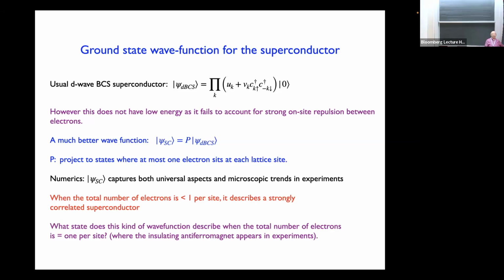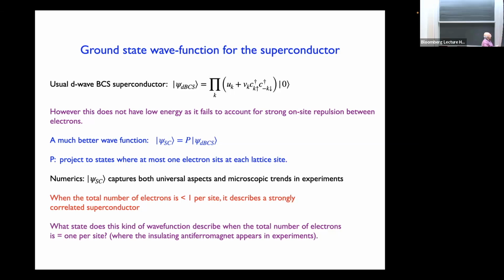So can we expect this wave function to describe the observed superconductor in these materials? And the answer is no. This does not have very good energy because it fails to account for the strong repulsion between electrons when they occupy the same lattice site. Right? So this superconductor knows nothing about that repulsion, so this wave function will have very poor energy.